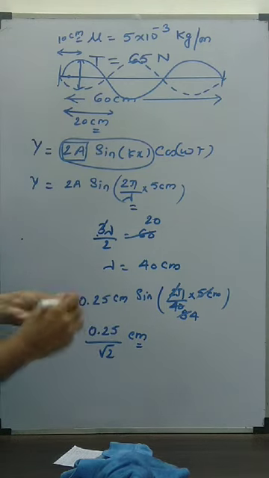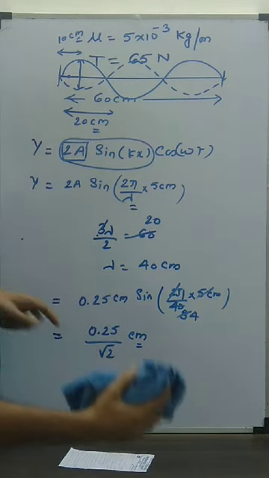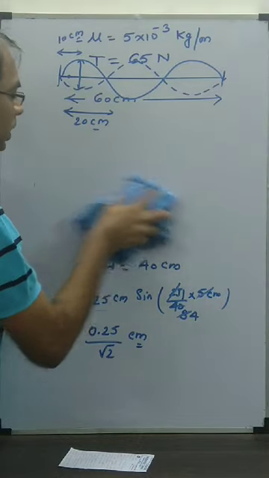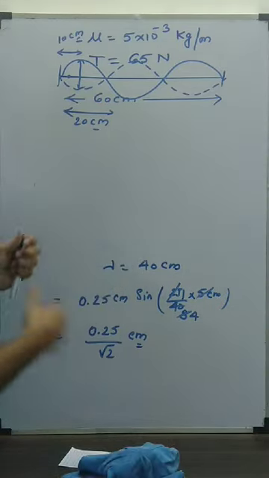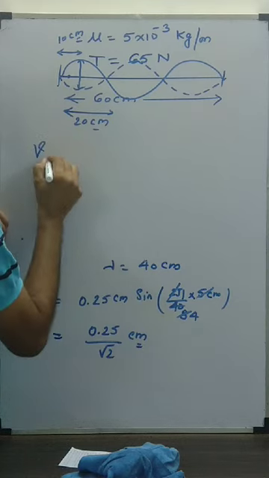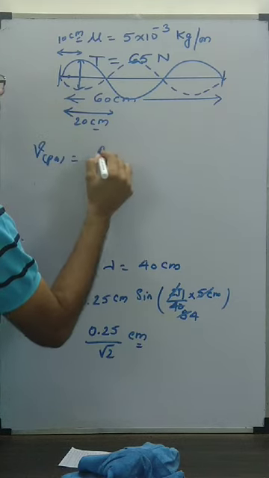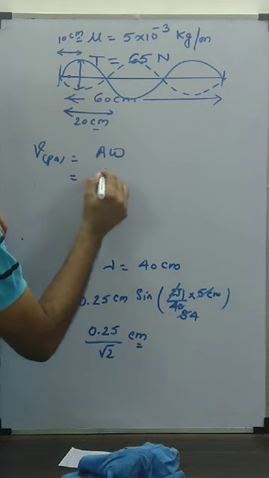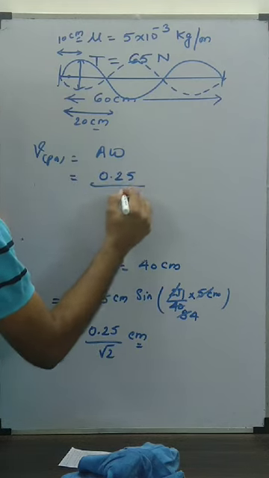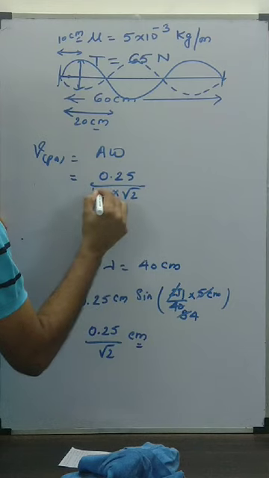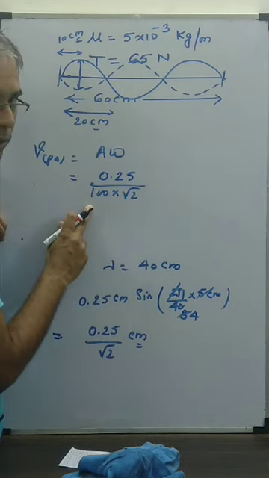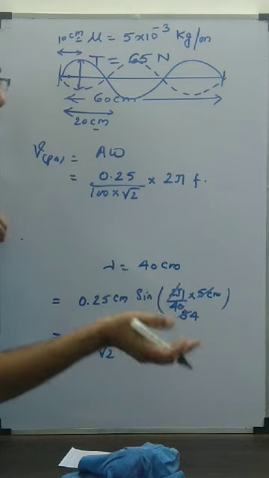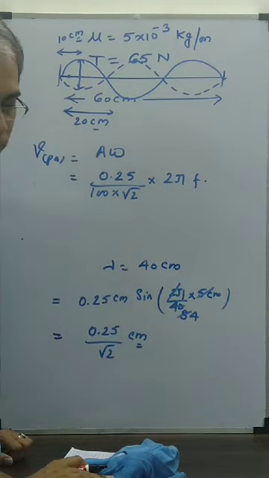After knowing this, what we have to do? We have to find the speed of this particle, the maximum speed of this particle. Now, if this particle is doing SHM, we know that its maximum speed is going to be a omega. So, 0.25 by root 2 centimeter, convert it in meters, into omega. That's 2 pi into frequency. Frequency we already calculated for the previous question.